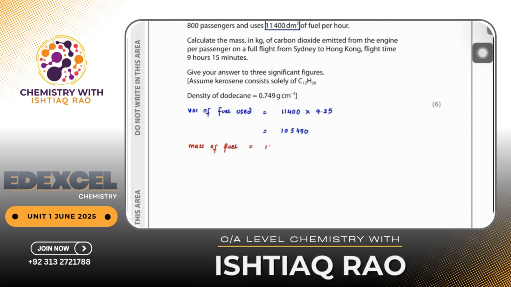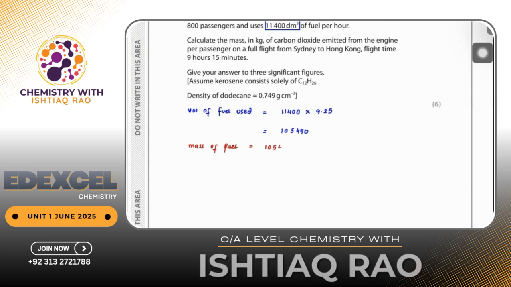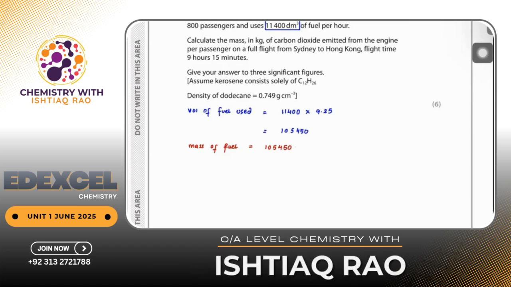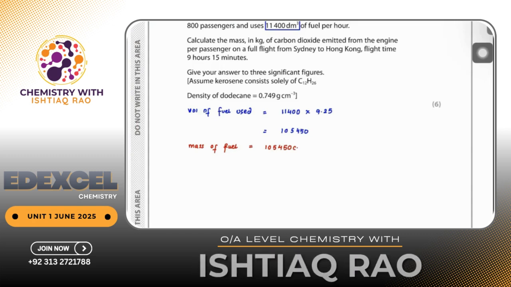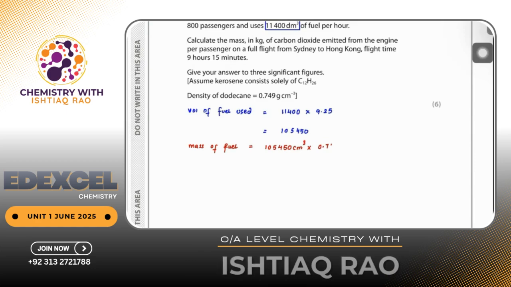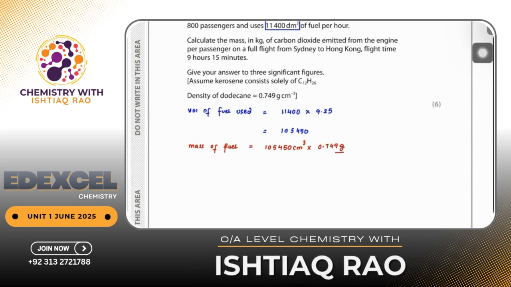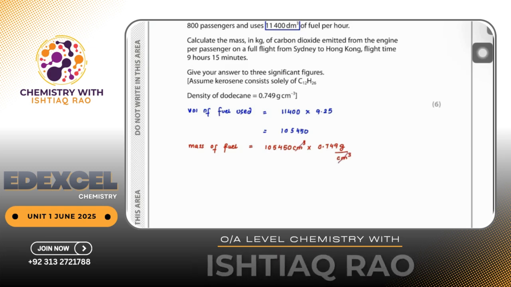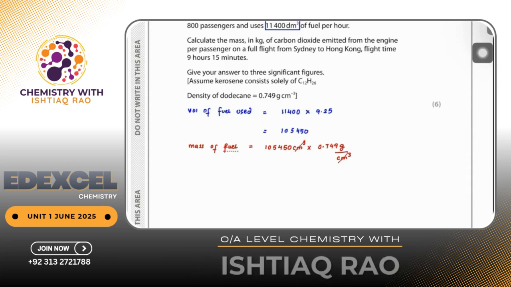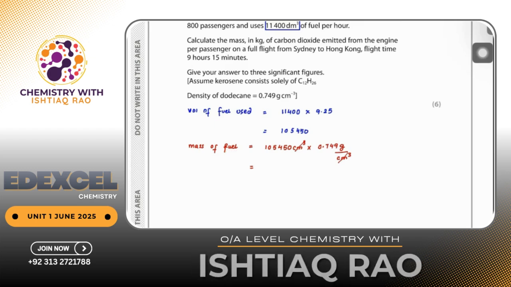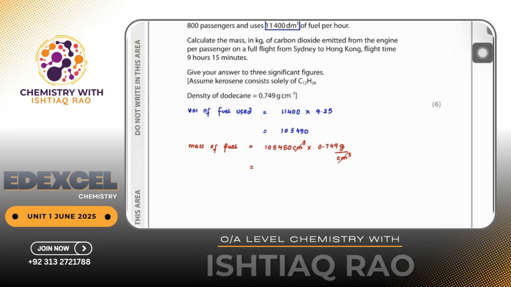That's going to be 105,450 decimeter cube, or I can say centimeter cube because I haven't converted into decimeter cube, multiplied by the density, that is this one, 749 grams per centimeter cube. So they will be canceling each other just like that. So I would be getting the answer, which would be the mass.